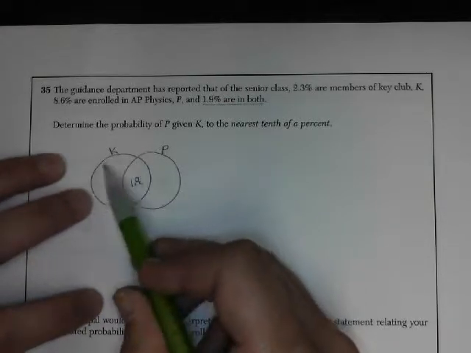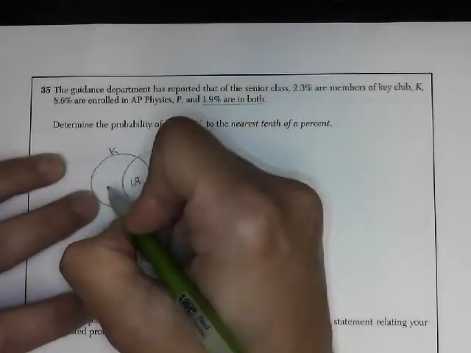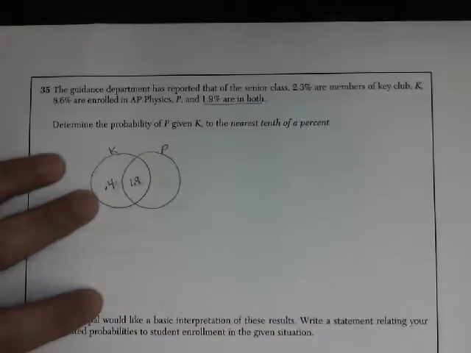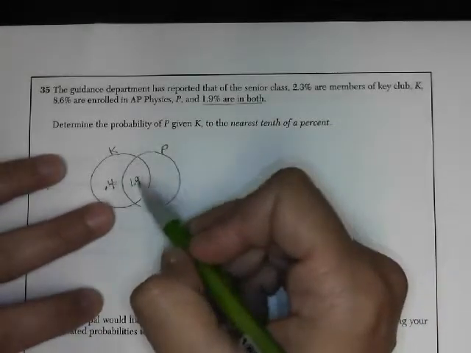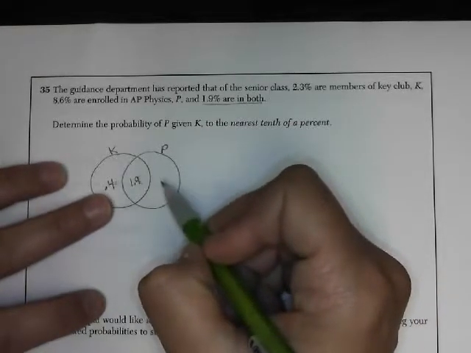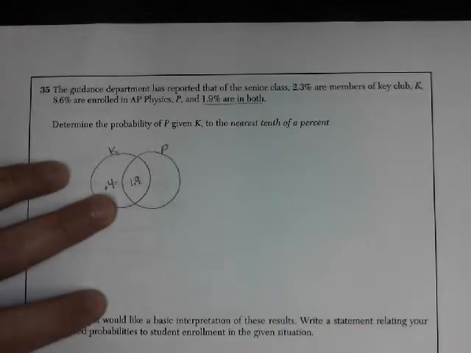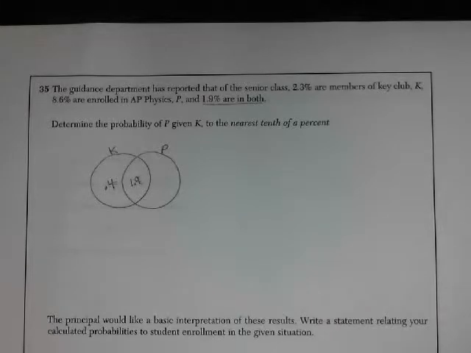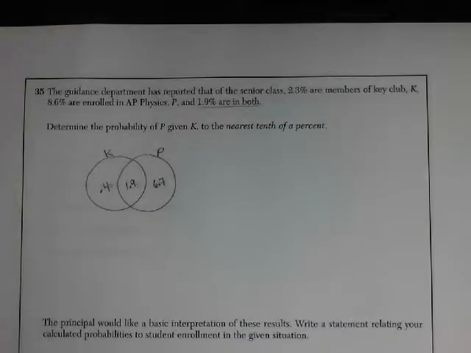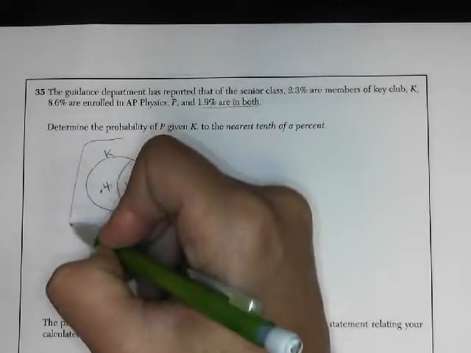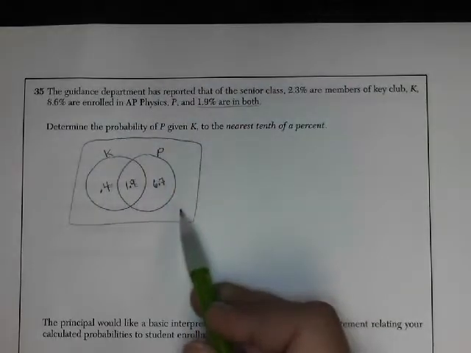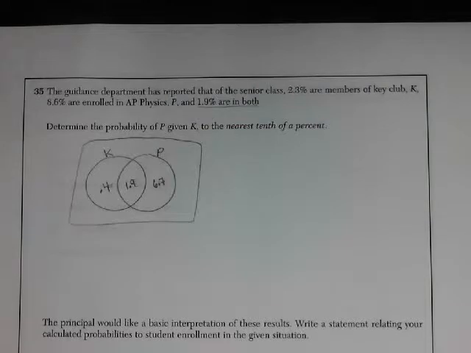If the Key Club total was supposed to be 2.3, well, I already have 1.9, so I'm only missing 0.4. Those add up to 2.3. And then the physics total has to be 8.6, and I've already got 1.9 accounted for, so 8.6 minus 1.9 leaves me with 6.7. Okay? And then the percentage of people doing neither, not that we necessarily need to go this far, these three added up, 6.7 plus 1.9 plus 0.4, accumulates to 9%, so that means 91% are doing neither.